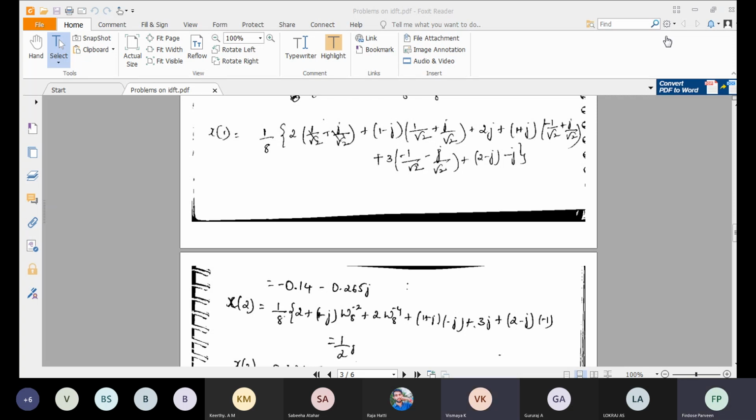Ma'am, X of 2 is minus 0.125 plus j 0.875. Wrong. 1 by 2j, ma'am. X of 2. Yeah, correct. X of 2 is 1 by 2j. Correct. Check it out, Vismaya. What about X of 3?